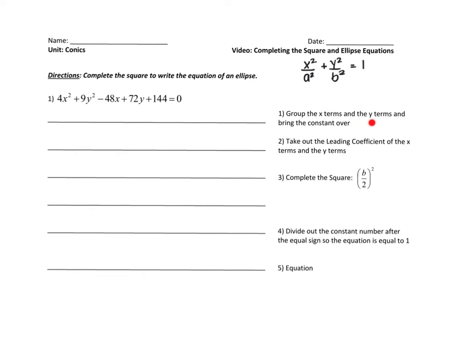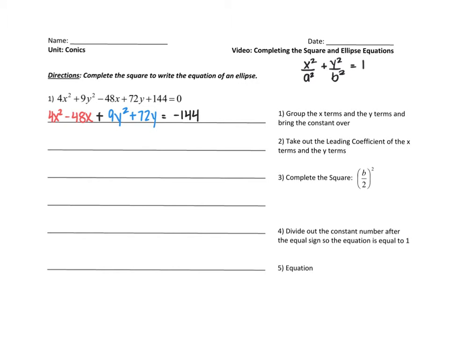First, we'll group the x's, we'll group the y's, and we'll bring the constant over. So I'm going to use red for the x's. So we've got 4x squared minus 48x plus, I'll use blue for the y's, 9y squared plus 72y. And we're going to bring over this 144. So I'm going to subtract it on both sides and make it negative.